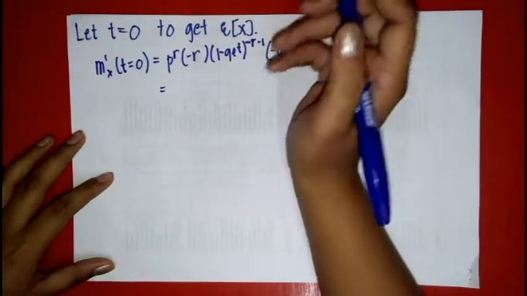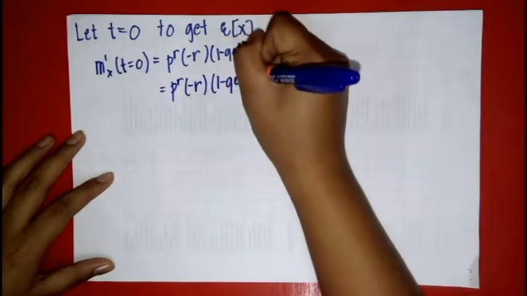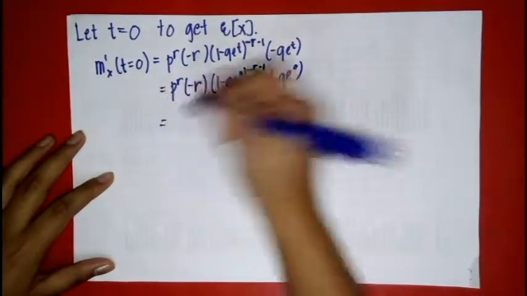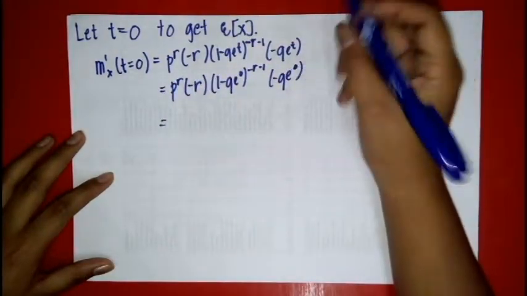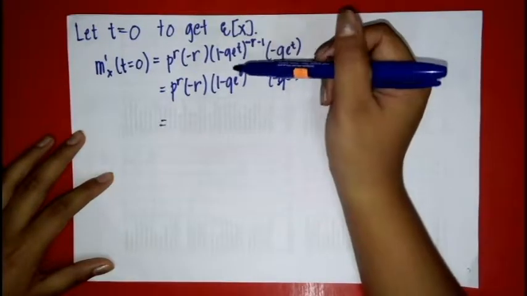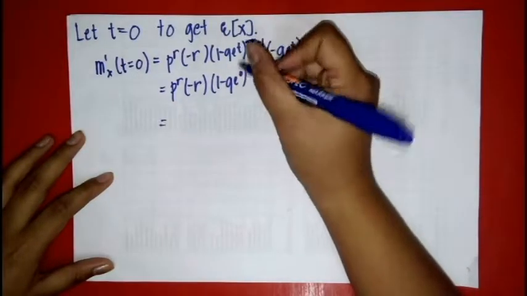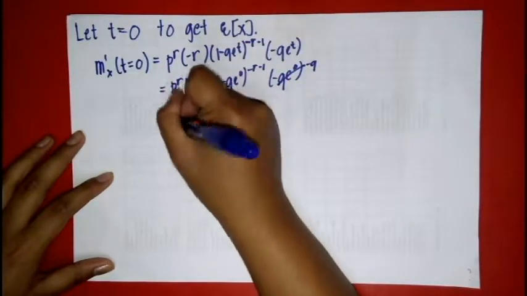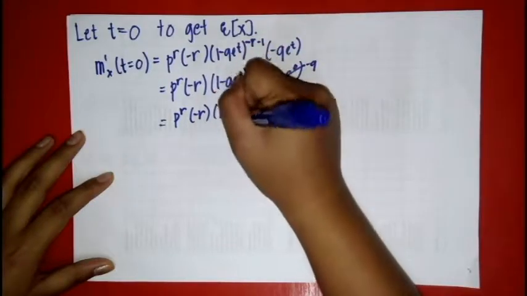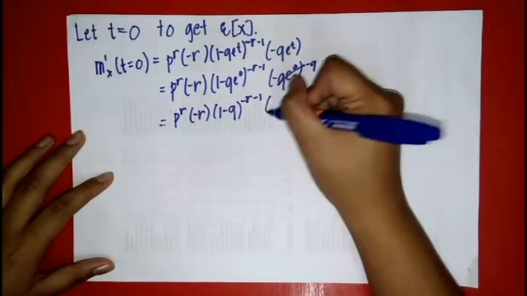So let t be equal to 0. So we will now have negative q, which is also equal to negative q, 1 minus q. So this will also be equal to 1 minus q. So let's write negative r minus 1 times negative q.